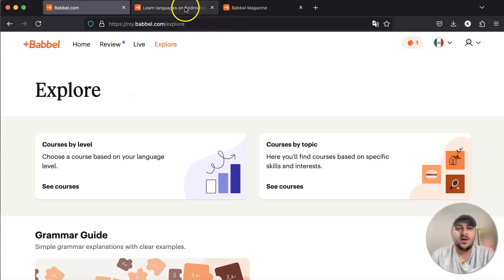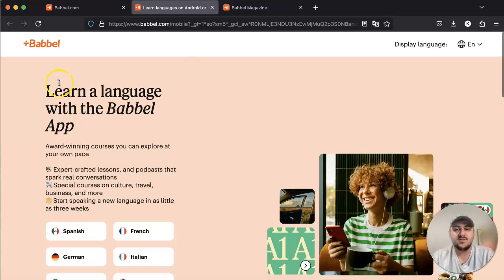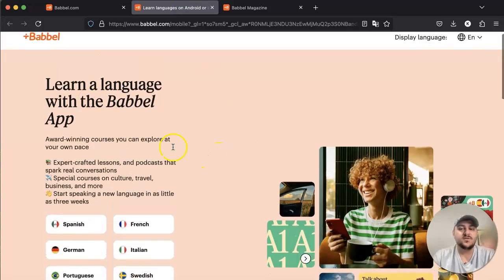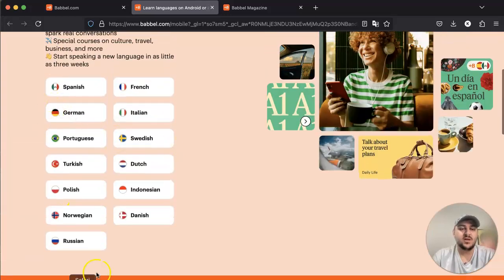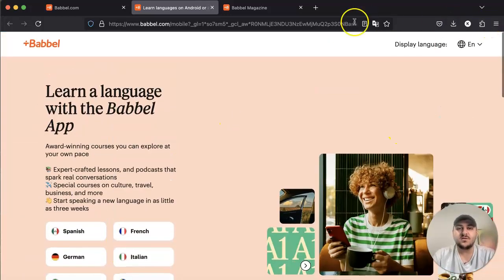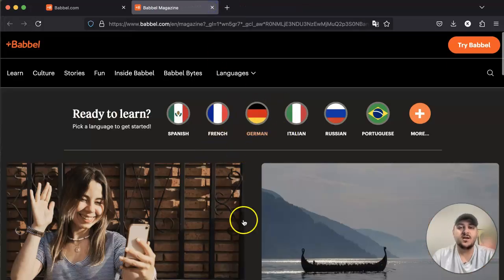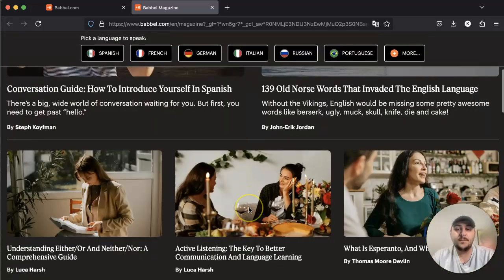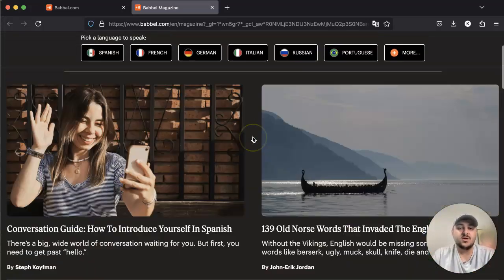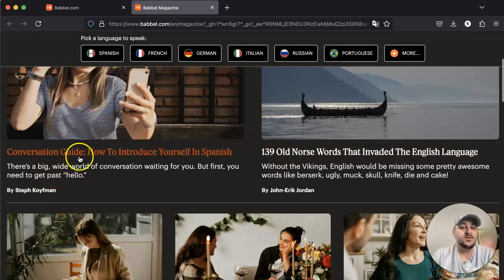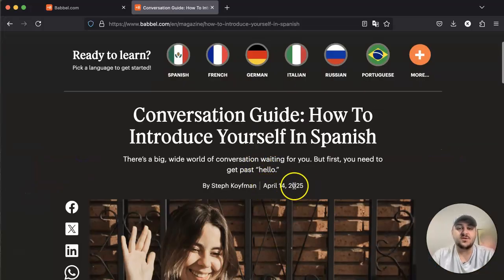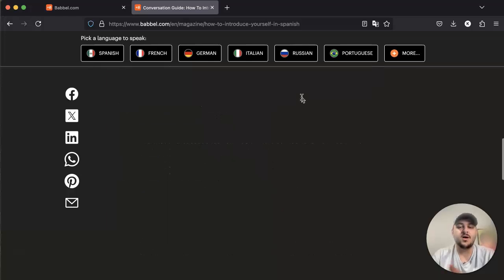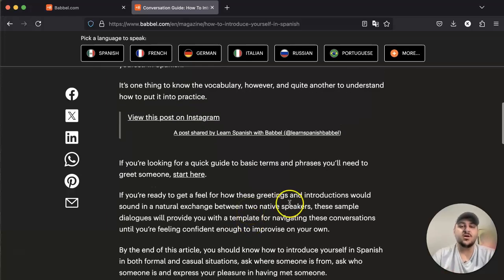And then quickly, I will just go here and show you that, yes, it does have an app, like I said. Gives you the lessons on there as well. Shows you the language here that it offers. And then if you want to take it a step further, they do have this thing called the Babbel magazine, where you can look up different articles here in the language that you're learning. So pop into conversation guide, how to introduce yourself. It gives you the date. So it is like little articles that pop up to help you work on your reading, your comprehension, and all those things.